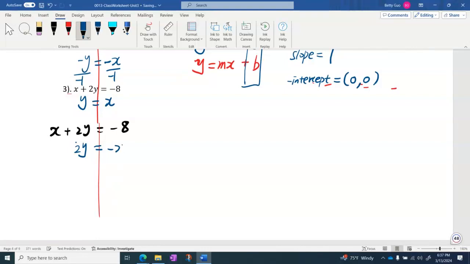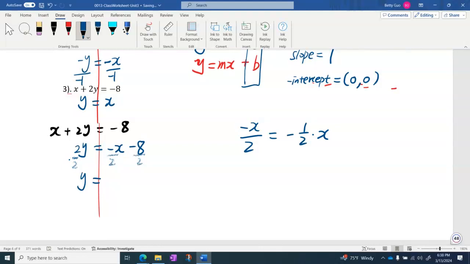So keep 2y on the left. Move x over, -x. Keep -8. And then we divide everything by 2. Divided by 2, divided by 2, divided by 2. Cancel, cancel. We have y equals, this is -x over 2, which is -half times x.